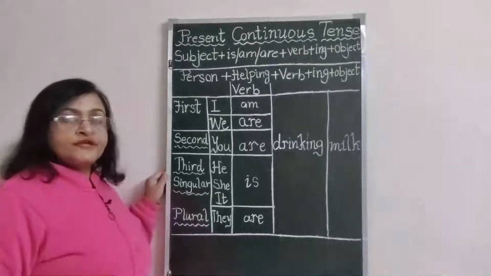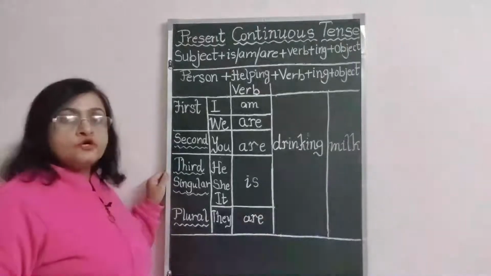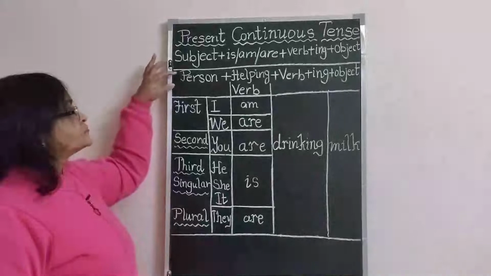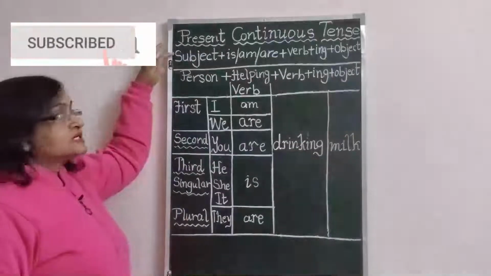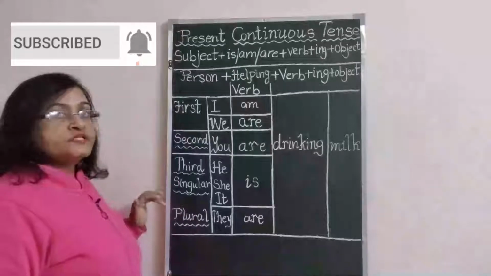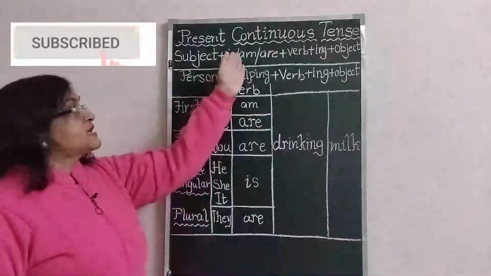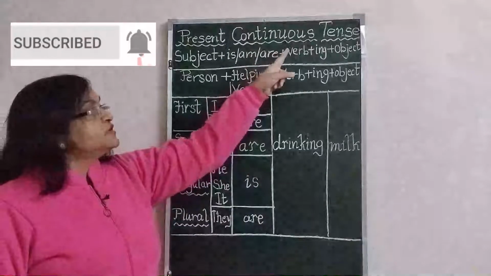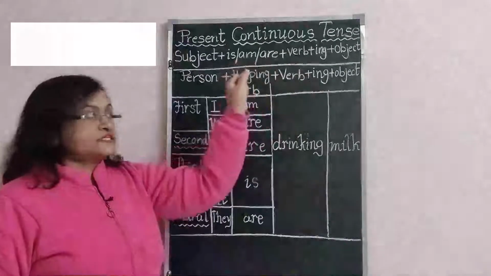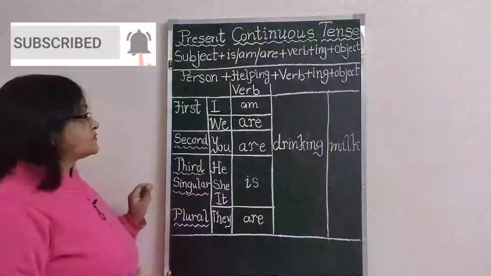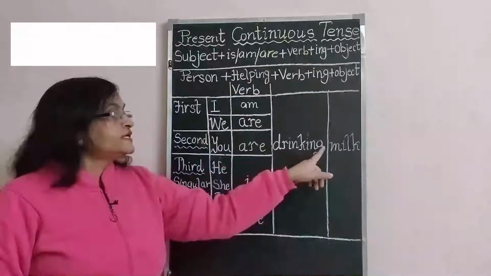Children, let's learn to frame sentences using present continuous tense with the help of this table. To frame sentence, first of all, we write subject, which can be first person, second person or third person. Then we write helping verb, which is, am or are. Then we write verb plus ing and then we write object. Let's take some examples. I am drinking milk.